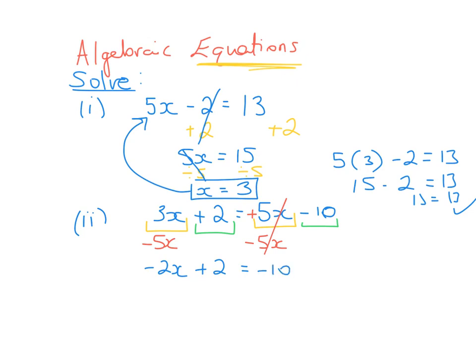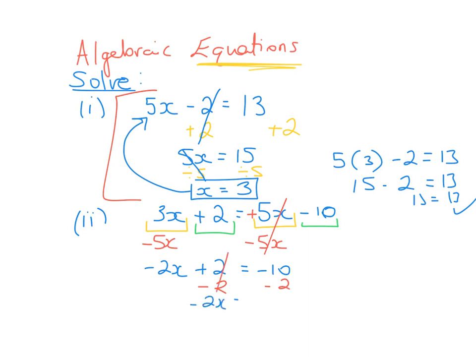Now I'm back to what we were doing up in this example. So I need to get rid of the minus 2 that's stuck in front of the x, which means it's multiplying it, and I need to get rid of the plus 2. We always get rid of the things that are not stuck to the x, first of all. So we're going to get rid of the plus 2. What's the opposite of plus 2, or the inverse? Minus 2. So we minus 2 from both sides.